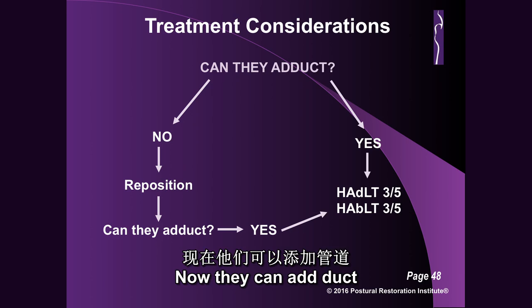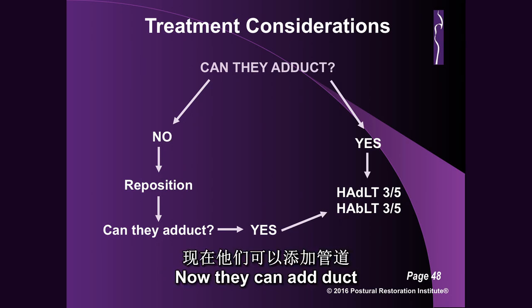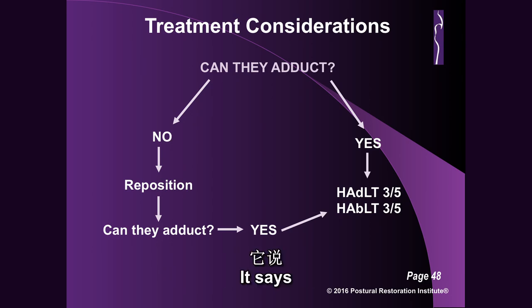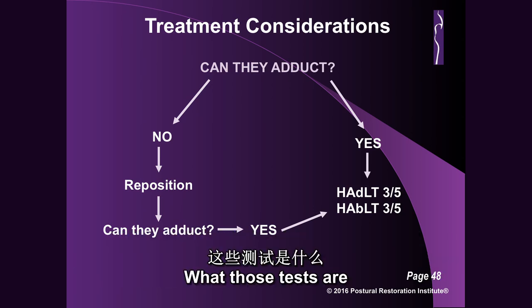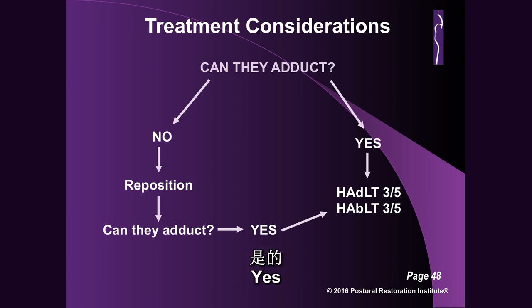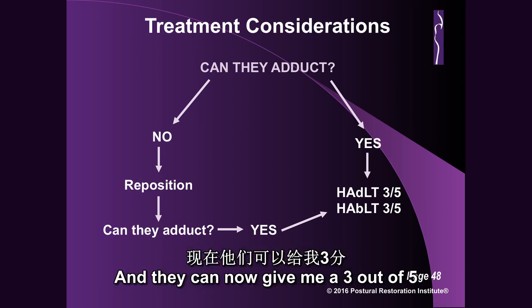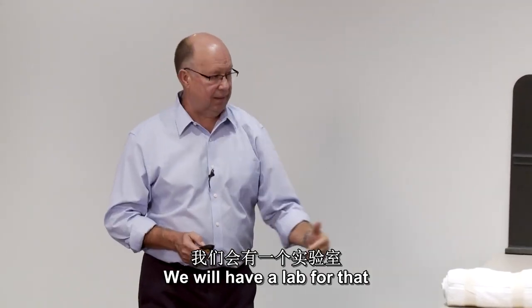Now they can adduct. Do you see what I'm doing? What page is that on, Sheila? Page 48? Now they can adduct. And it says I want to make sure that they can give me an adduction lift score or an abduction lift score of 3 out of 5. So we would do those tests. You know what those tests are. They have a 3 out of 5, yes or no? Yes. They can adduct their leg, and they can now give me the 3 out of 5. We recheck. They can adduct their leg now because you just repositioned them. We will have a lab for that. Okay?